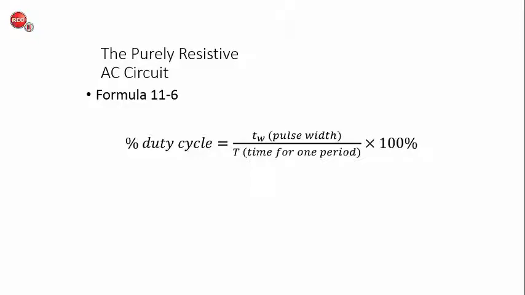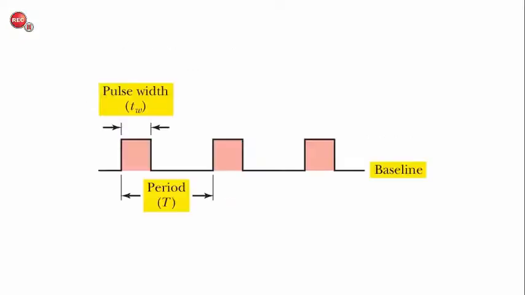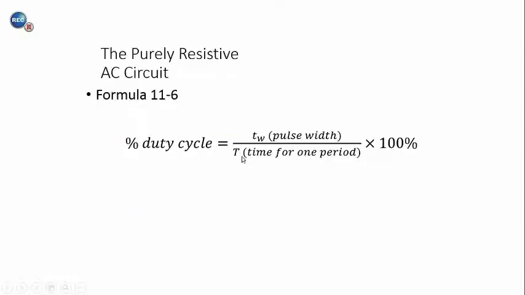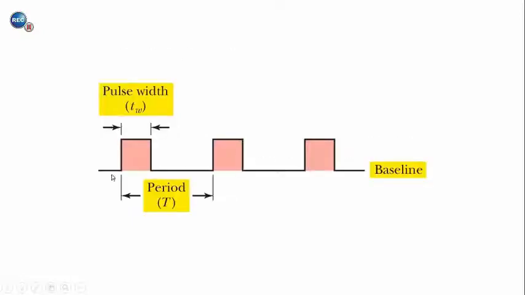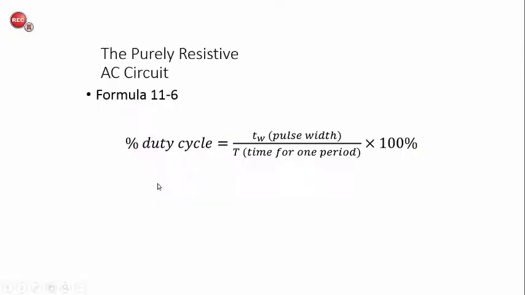And so we want to be able to calculate duty cycle, and the duty cycle basically tells us what percentage of the time the signal is high. We calculate the duty cycle by taking the pulse width, which is the amount of time that the signal is high, measured in seconds, divided by the period, which is the total amount of time it takes for one complete oscillation. When we divide these and multiply by 100%, that tells us what percentage of time the signal is high versus 100% for the entire period. So this will be our formula for duty cycle.